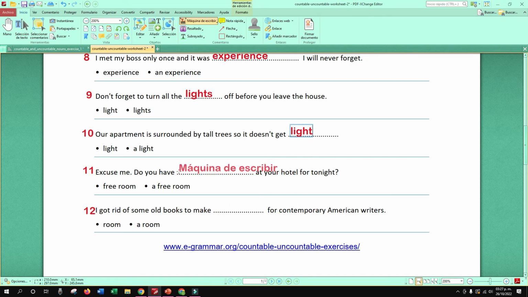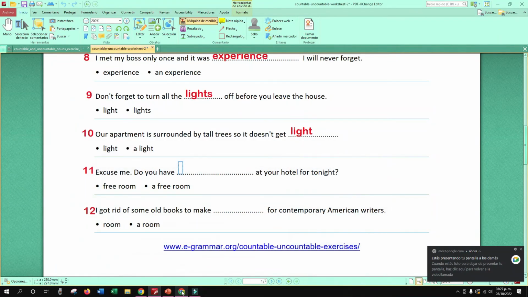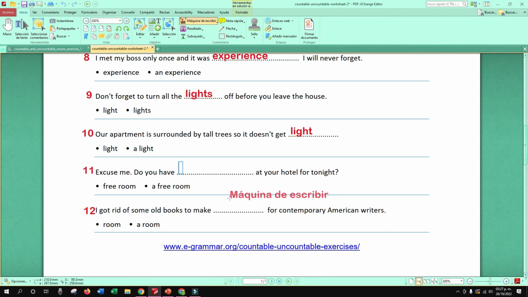So, excuse me, do you have at your hotel for tonight free room or a free room? Which could be the answer here? Okay, Jeffrey. Free room or a free room? Kari, you said a free room, right? Nice. Perfect. So, excuse me, do you have a free room at your hotel for tonight? Right? And the last one, guys.